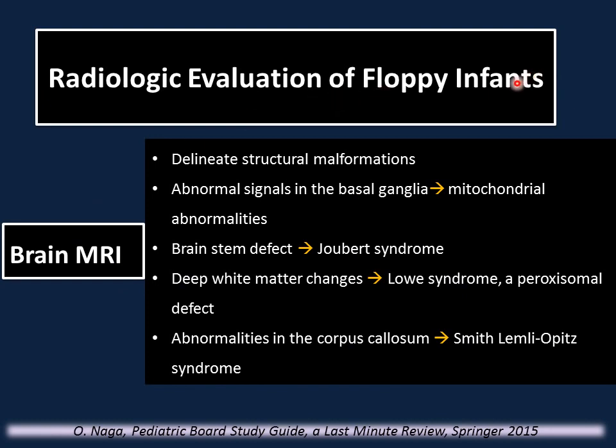Radiologic evaluation of floppy infants or cases of hypotonia: brain MRI is beneficial in central causes of hypotonia or diseases associated with abnormalities in the central nervous system. Brain MRI will delineate structural malformations of the brain. I will give you some examples. Abnormal signals in the basal ganglia suggest mitochondrial abnormalities, a brainstem defect like in Joubert syndrome, deep white matter changes like in Leigh syndrome or peroxisomal defects, and abnormalities in the corpus callosum like in a genetic disease with a cholesterol metabolism defect, Smith-Lemli-Opitz syndrome.